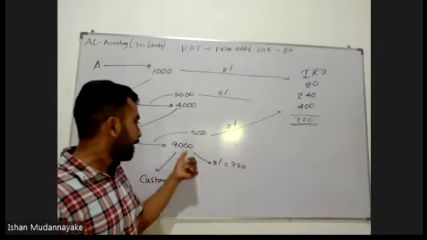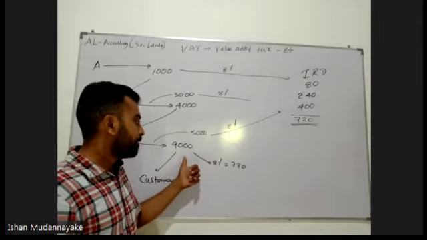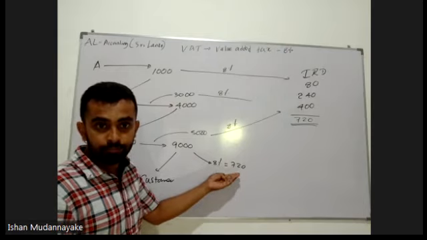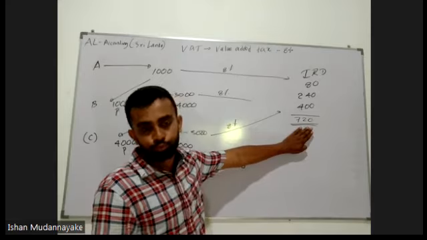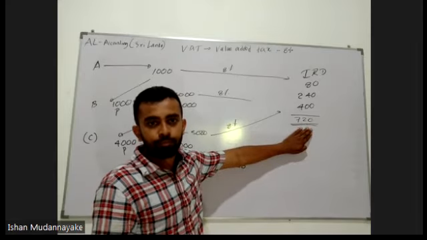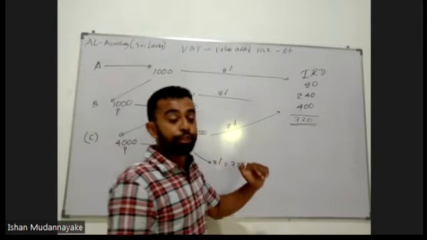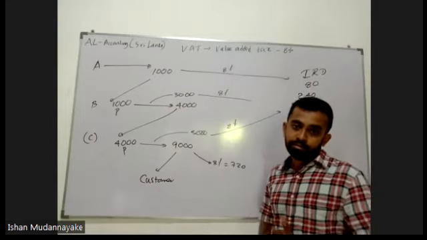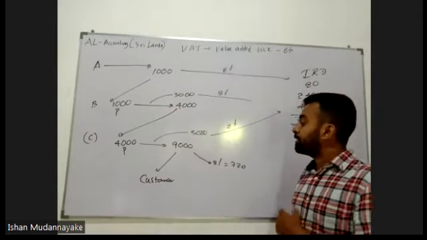Based on the added value, the Department of Inland Revenue has collected 720. The total added value to the economy is 9,000, and for that 9,000 the IRD should collect 720, and they have collected 720. So this is the basic idea of value added tax. Based on the added value, you need to pay taxes to the government. This is the basic idea.